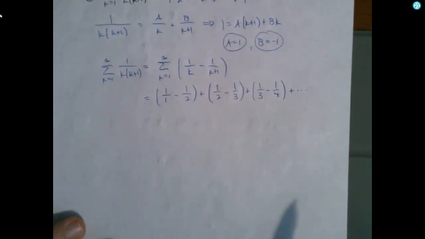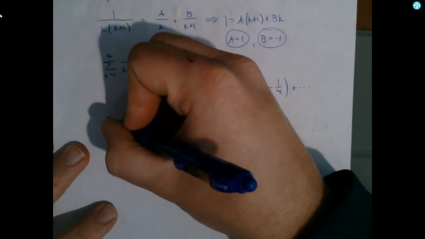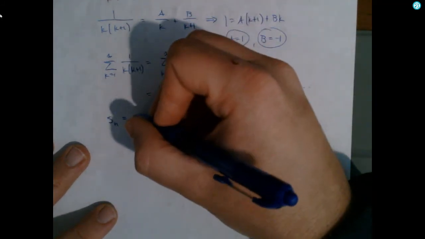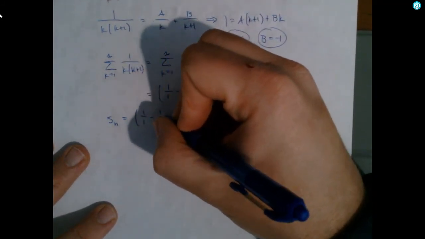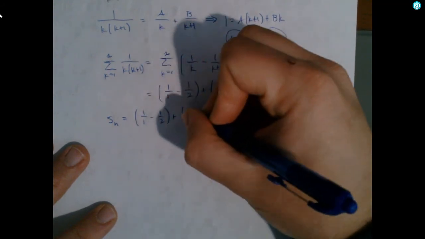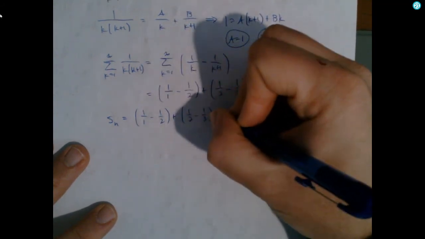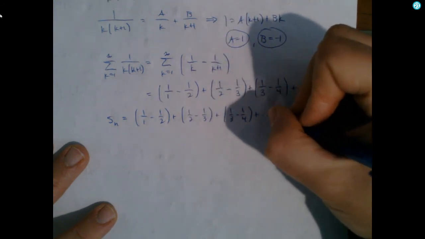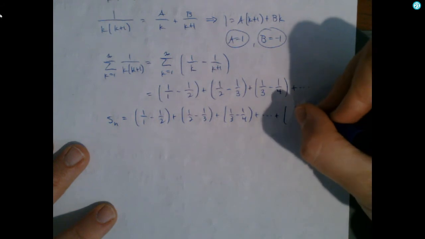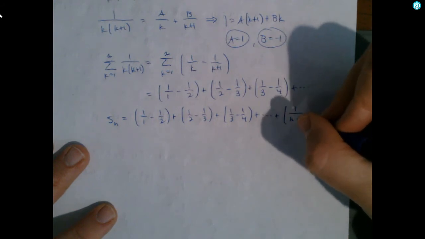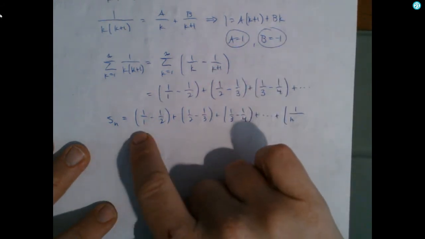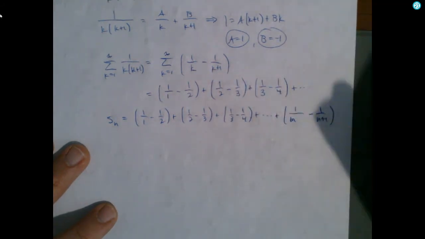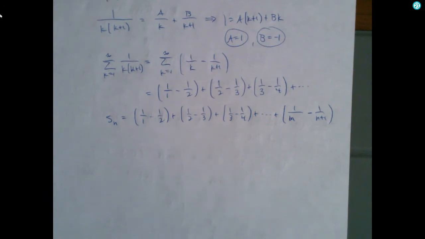So what I should actually do is look at the nth partial sum. So the nth partial sum is going to be 1 over 1 minus 1 over 2 plus 1 over 2 minus 1 over 3 plus 1 over 3 minus 1 over 4, and so forth, until we get to 1 over n minus 1 over n plus 1, right? That's the nth partial sum.